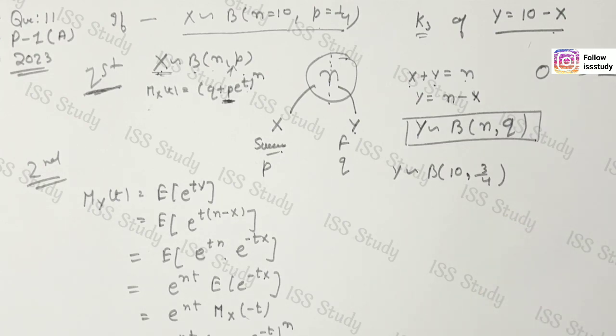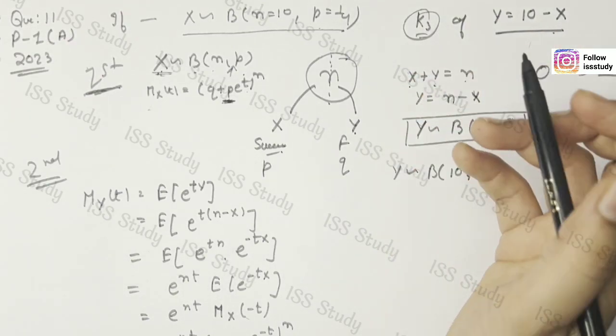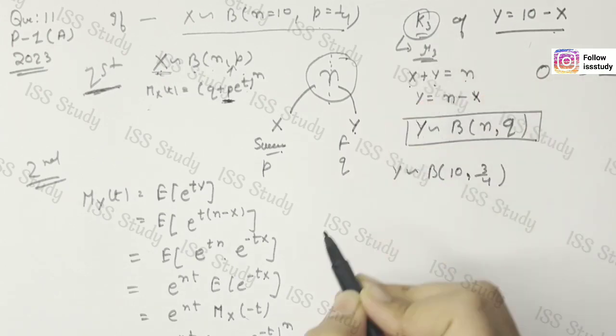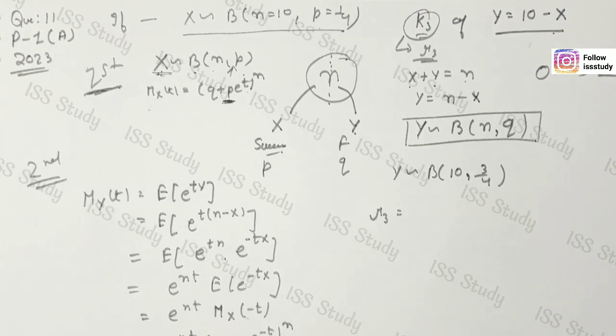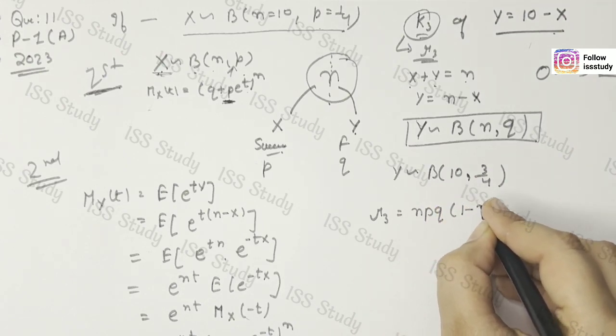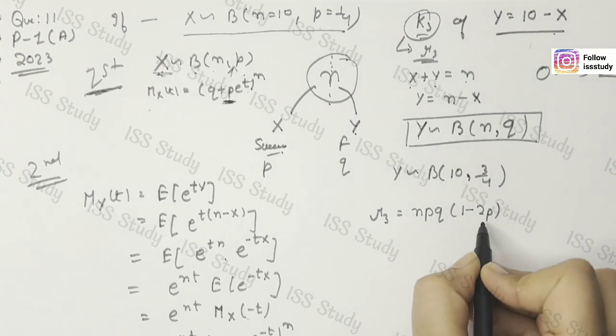what is the main question asking you? The question is asking you to find the third cumulant, right? Just by using a property, you all know that the third cumulant is also equal to the third central moment. So what is the formula of the third central moment for binomial distribution? It is npq inside the bracket 1 minus 2p, right? So you have to use this formula.